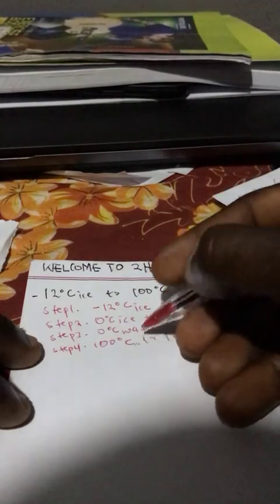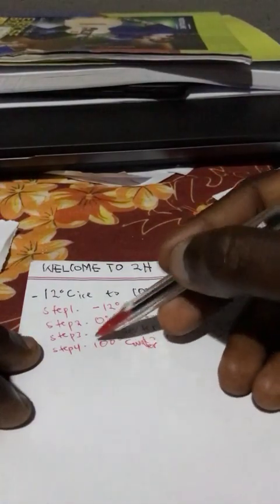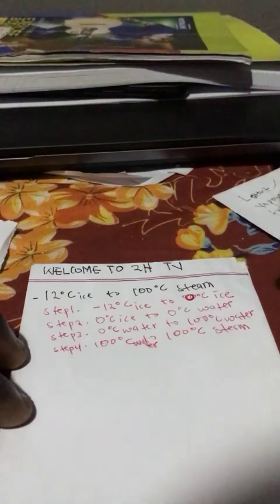So at 100 degrees Celsius water, sorry, this is water. Take note. So at 100 degrees Celsius water, it will now come to 100 degrees Celsius steam. So these stages are very, very important. You need to grab the understanding before solving any question relating to this standard or this format.